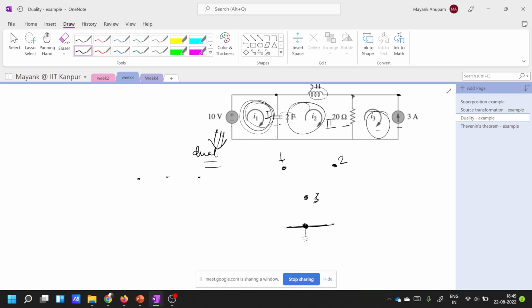I mean, 4. You have to consider that there is always a reference. Basically, you have to ignore that reference, and then say how many nodes are there. That is what I meant. Other than the reference, there will be as many nodes as there are independent meshes. That is what I am saying.